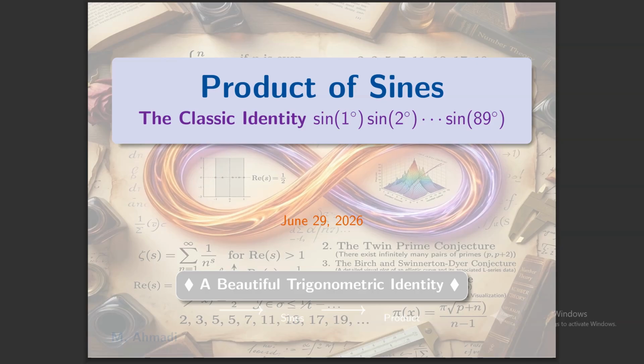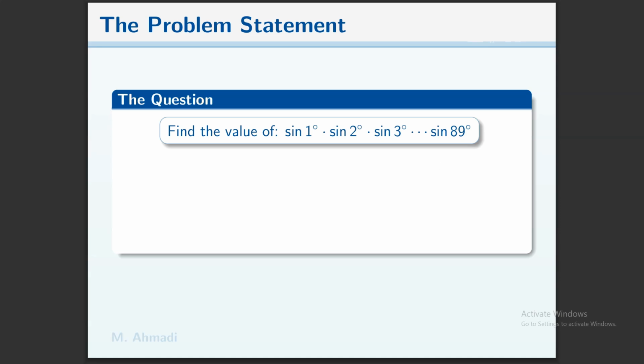Our problem today is straightforward to state but rich in mathematical beauty. We want to find the value of the product sine 1 multiplied by sine 2 multiplied by sine 3, and so on, multiplied by sine 89. That is, we are multiplying together the sine of every integer degree from 1 to 89.